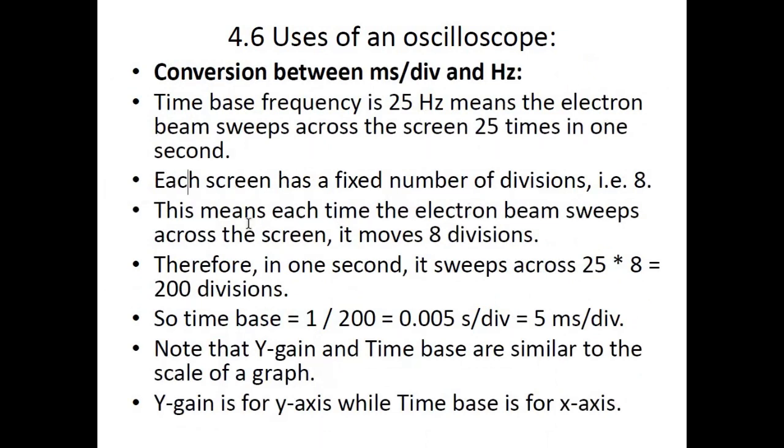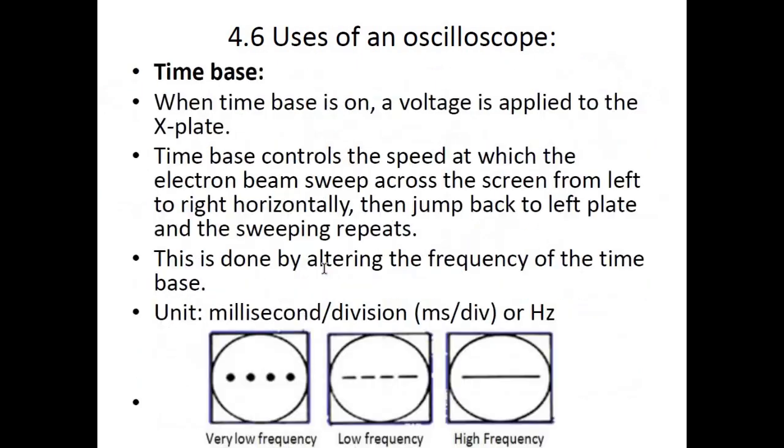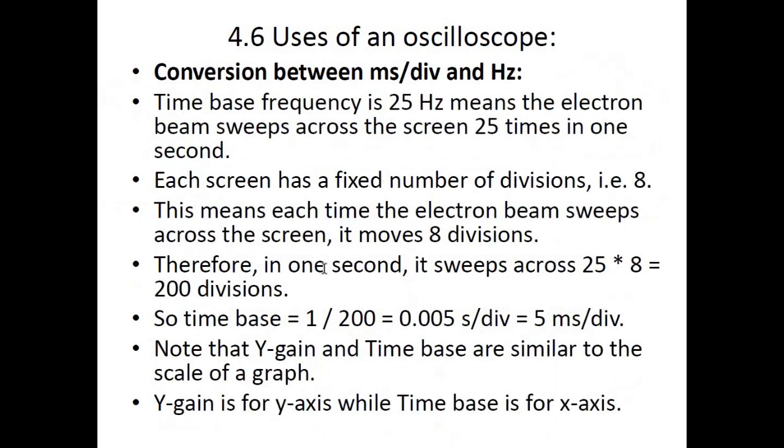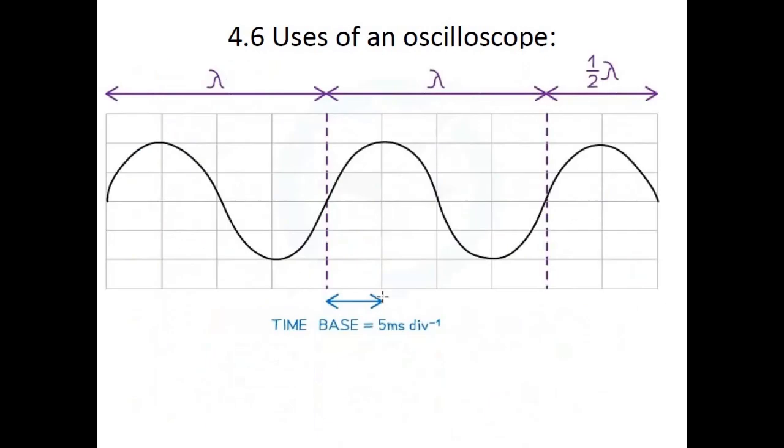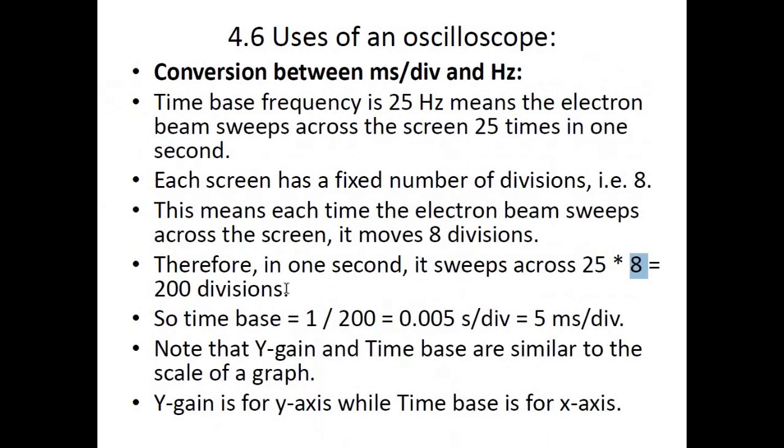This means each time the electron beam sweeps across the screen, it would move 8 divisions. Over here 1, 2, 3, 4, 5, 6, 7, 8, 9, 10. Over here we have 10 divisions. Therefore in 1 second it would sweep across 25 into 8 equals 200 divisions, or if we are considering this image, we would say 25 into 10, 250 divisions.